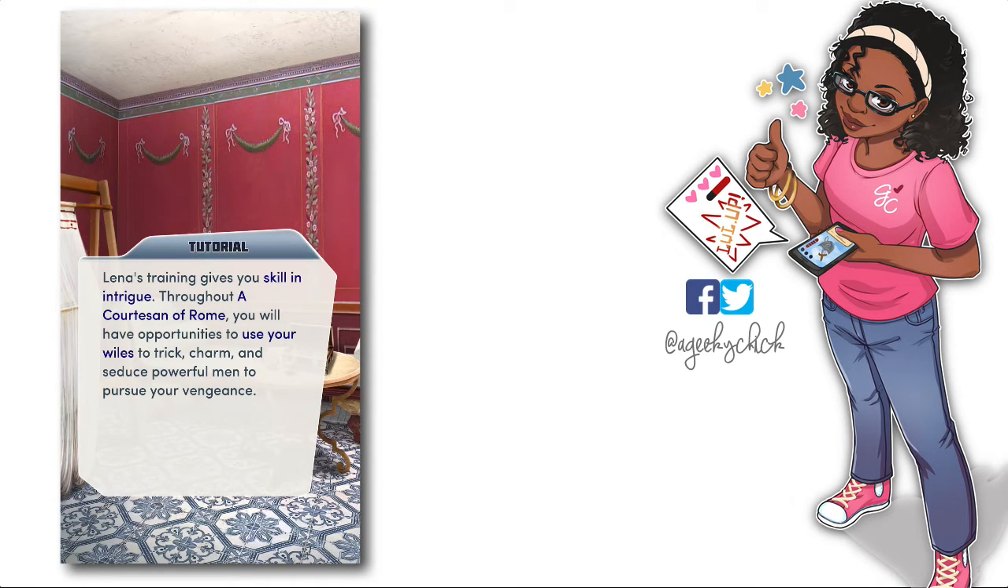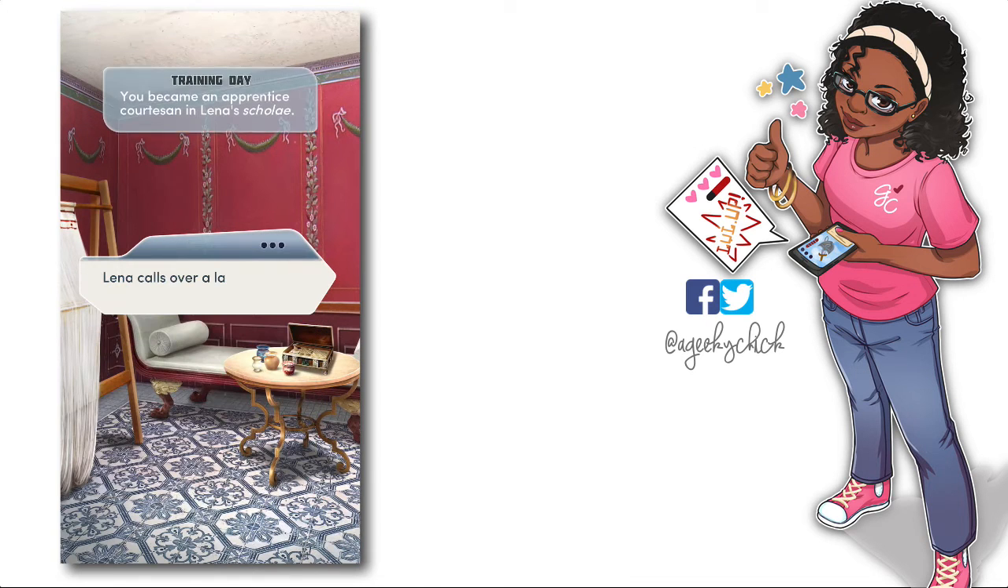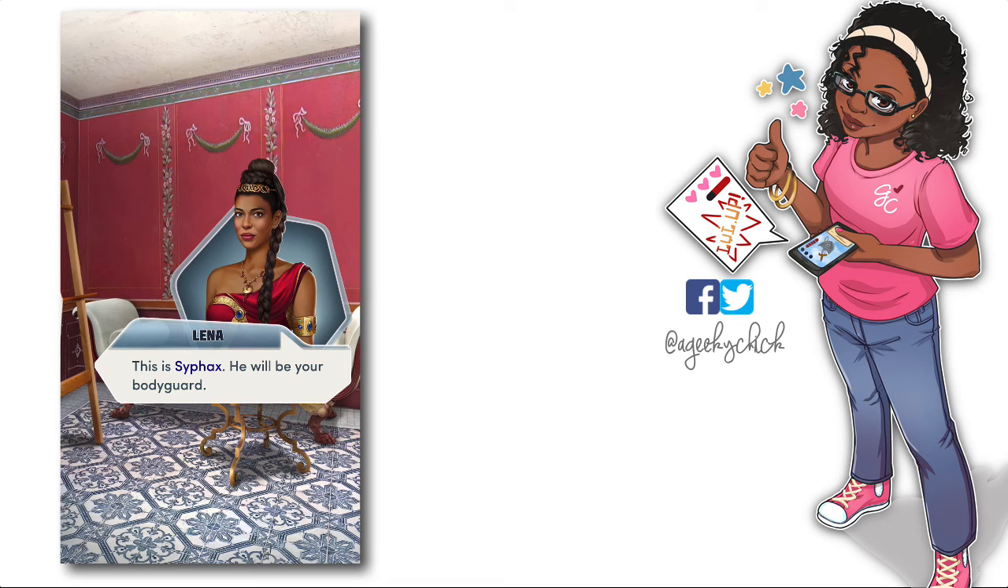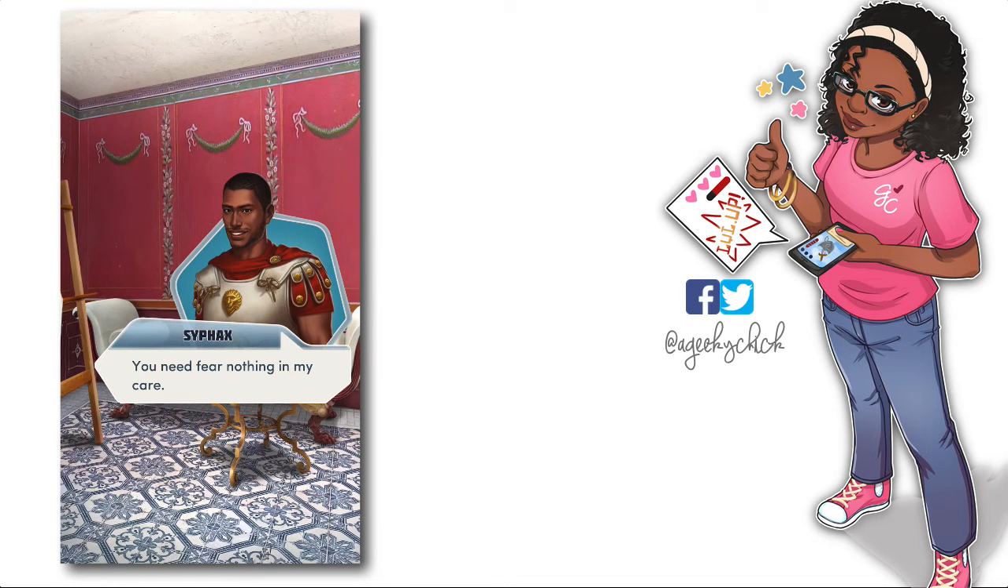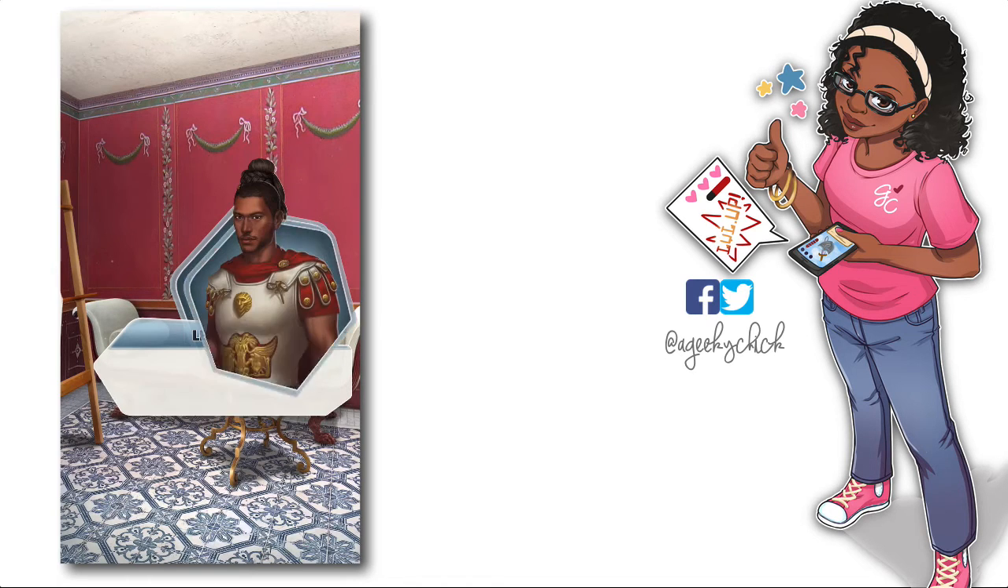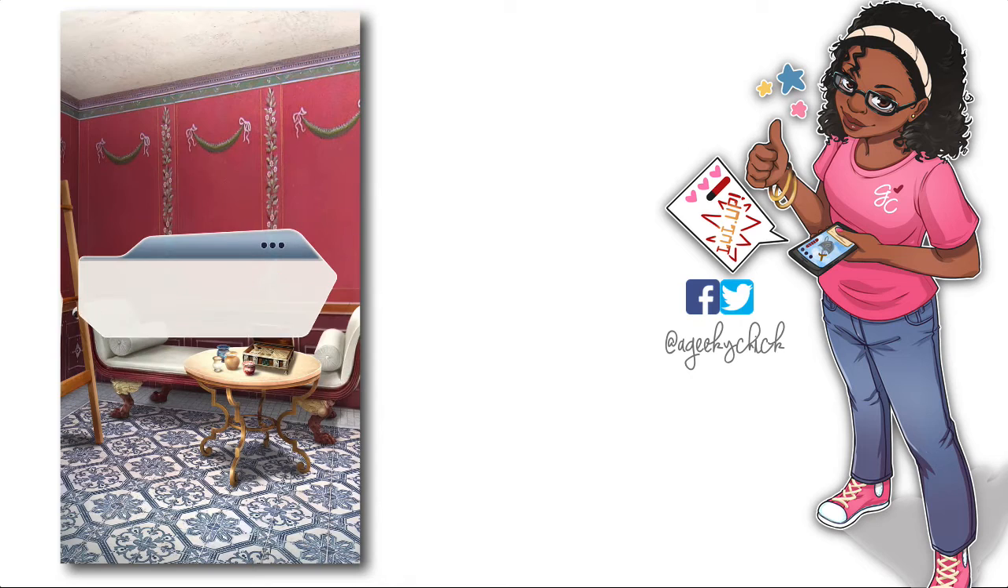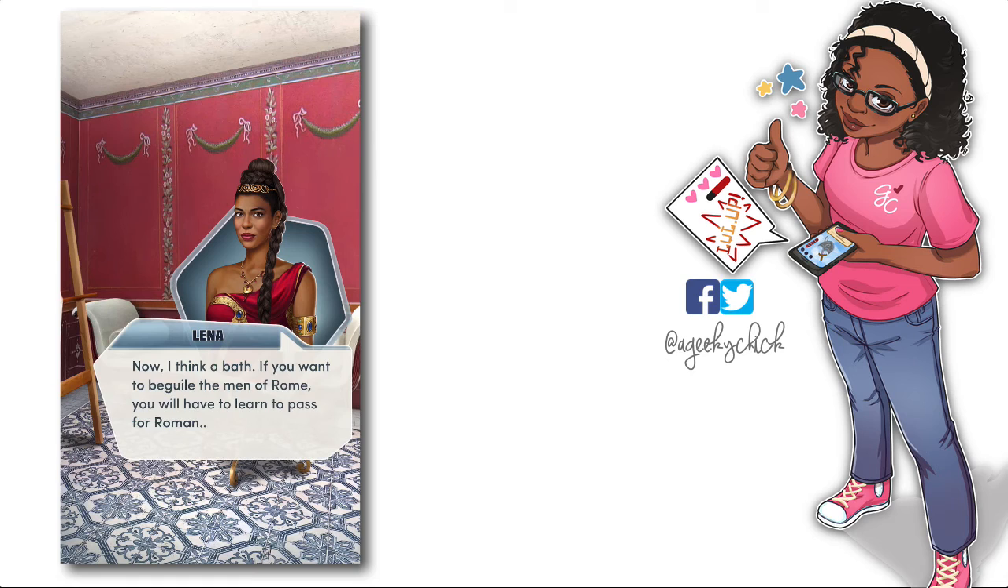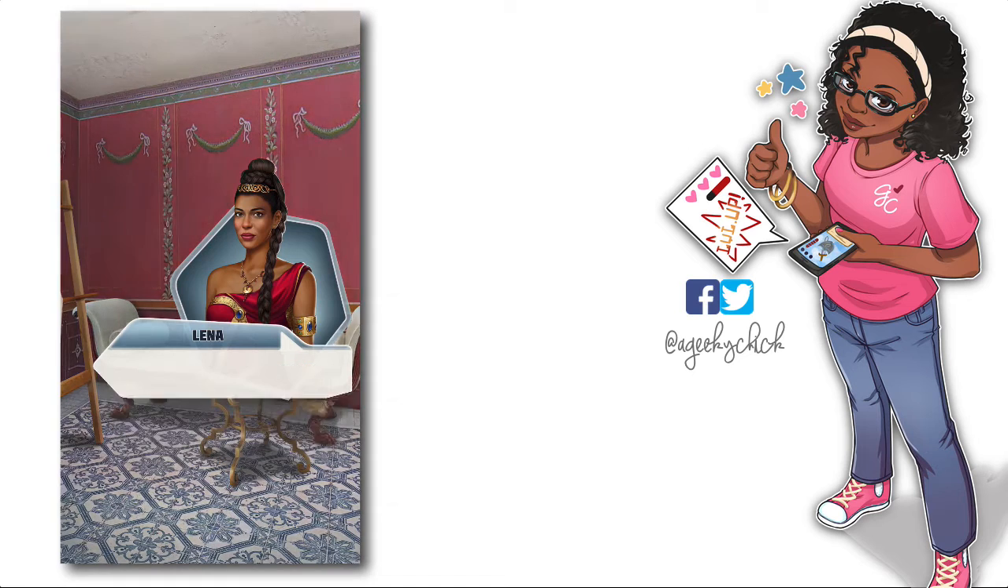Lena's training gives you skill and intrigue. Throughout A Courtesan of Rome, you will have opportunities to use your wiles to trick, charm, and seduce powerful men to pursue your vengeance. Lena calls over a large man in enamelled white armor. This is Syphax. He will be your bodyguard. You need fear nothing in my care. I expect you to keep her safe, not only from men, but from her own worst impulses. Of course, Domina. Lena smiles and runs a finger over your filthy cheek, still matted with blood and something. Now, I think a bath. If you want to beguile the men of Rome, you will have to learn to pass for Roman.